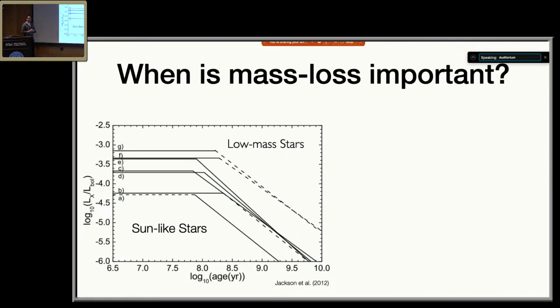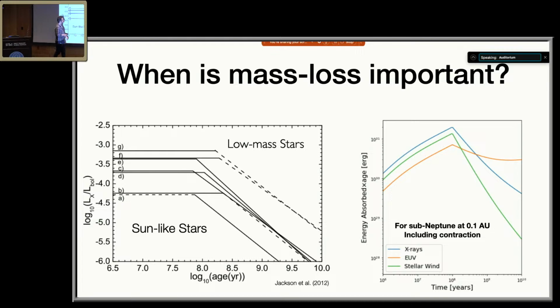Now, when is mass loss important? These planets are billions of years old, but because the X-ray and UV emission from host stars is dominant when the stars are very young in the T-Tauri phase, if you integrate it up and ask when most of the energy is absorbed, it's absorbed within the first 10 to 100 million years of the planet's lifetime. So most of the action of this heating and mass loss happens within the first 10 to 100 million years of the star's lifetime.